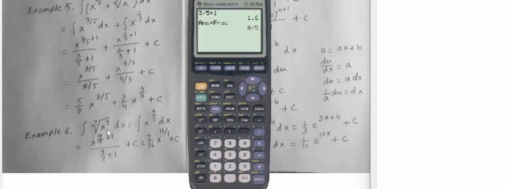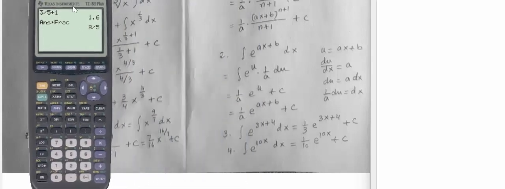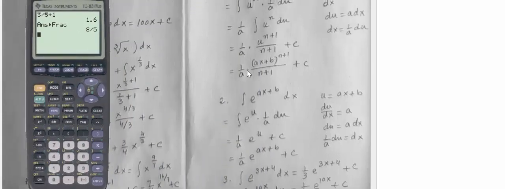Example number 6. Here I have a single term, but we know the exponent on x will be 9 over 7. And then again you add 1 and complete your integral. All right. So these are our first 6 examples. Now I'm going to the second part of this.